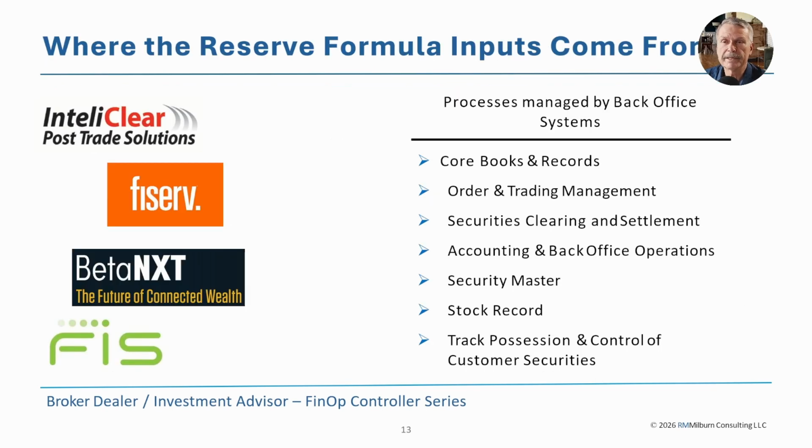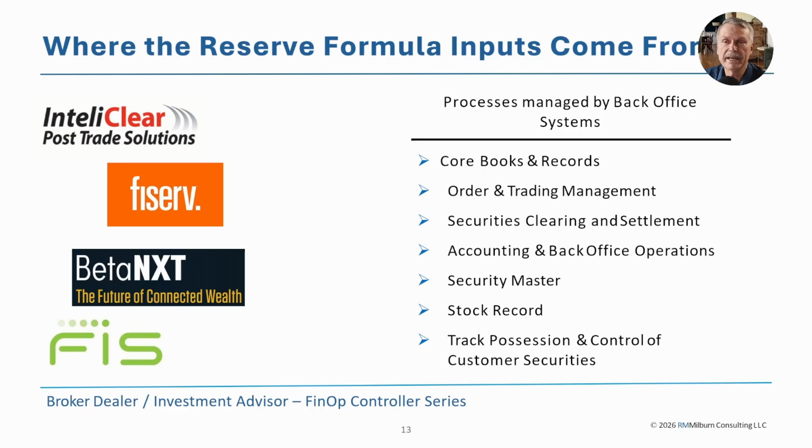The reserve formula gets most of its inputs from the firm's back office system. On the left side of this slide are several commercial back office systems like Beta, Fiserv, or FIS. In addition to the commercial systems, a firm can build its own. These systems track the movement of cash and securities and create the core books and records of the firm.